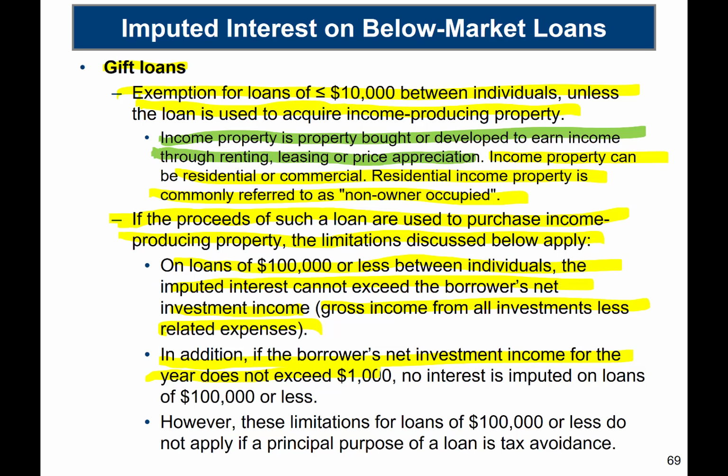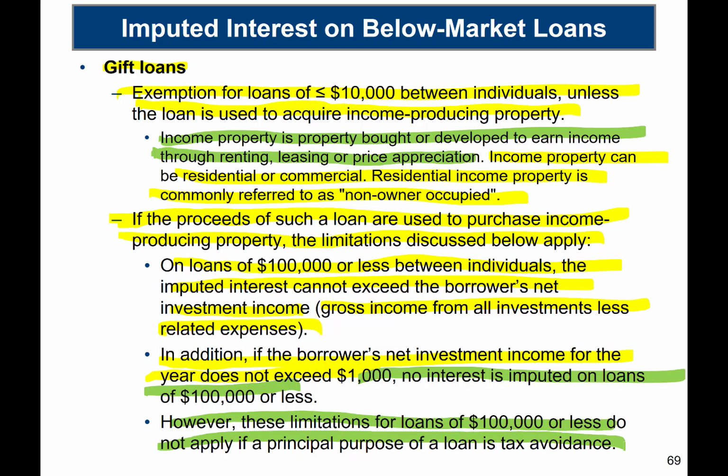So if there is no investment income of $1,000, then we don't have to. We only have to pay tax on amounts over $1,000. Now again, it is for loans of $100,000 or less. So if it's more than $100,000, those rules don't apply. And of course, anything that's done for tax avoidance, we're not going to get any of these benefits.